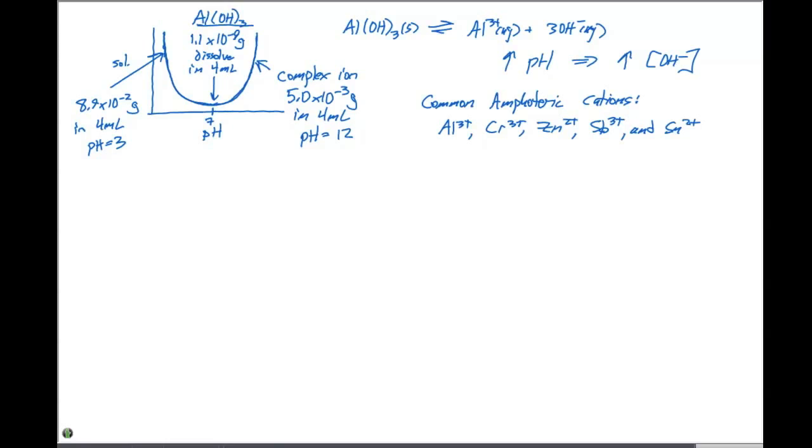The non-amphoteric metal cations will just see a drop in solubility as the pH increases. So when you're doing problems, you want to look at cations. Look at one of these cations right here, and as you compare the Kf tables, these are the most common cations in solution that form these complex ions.